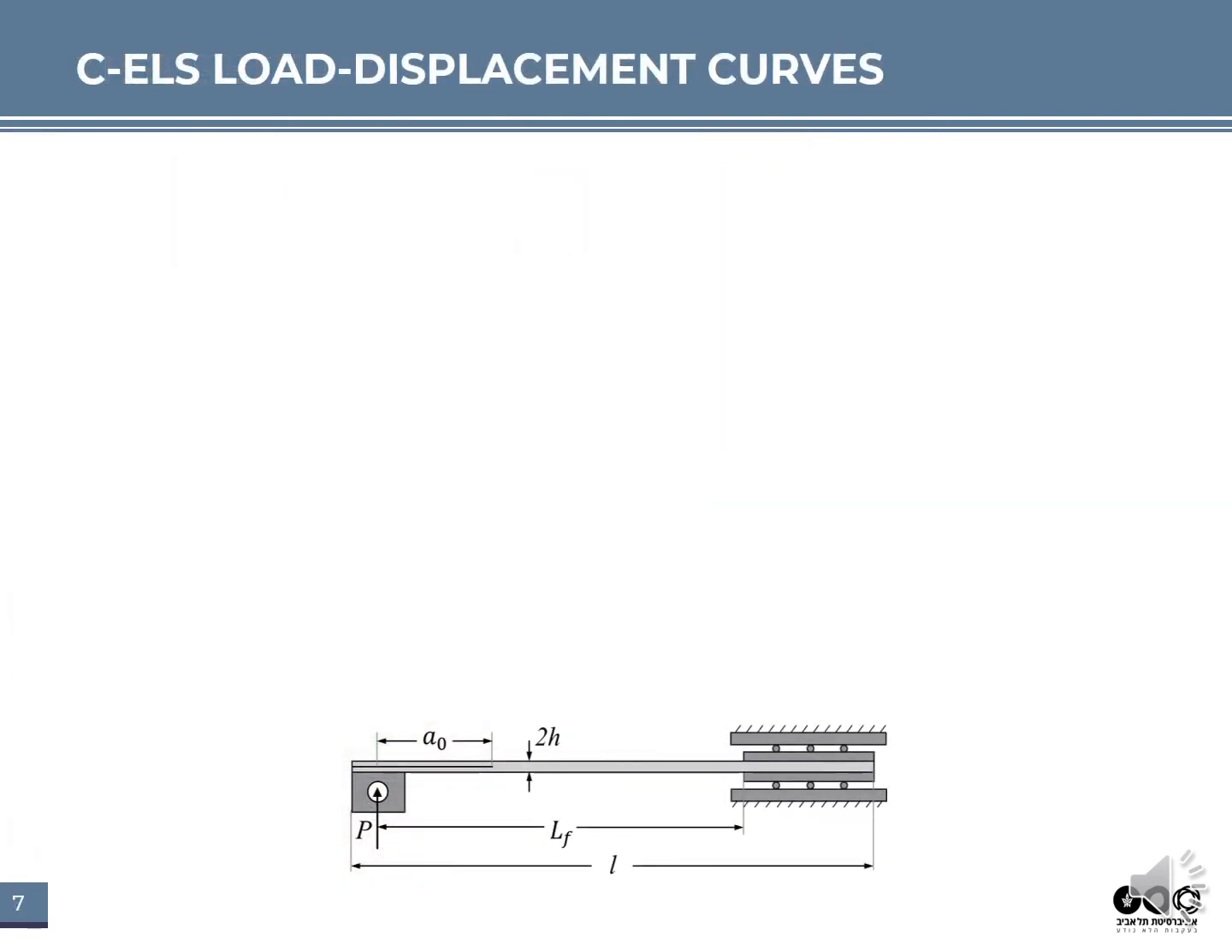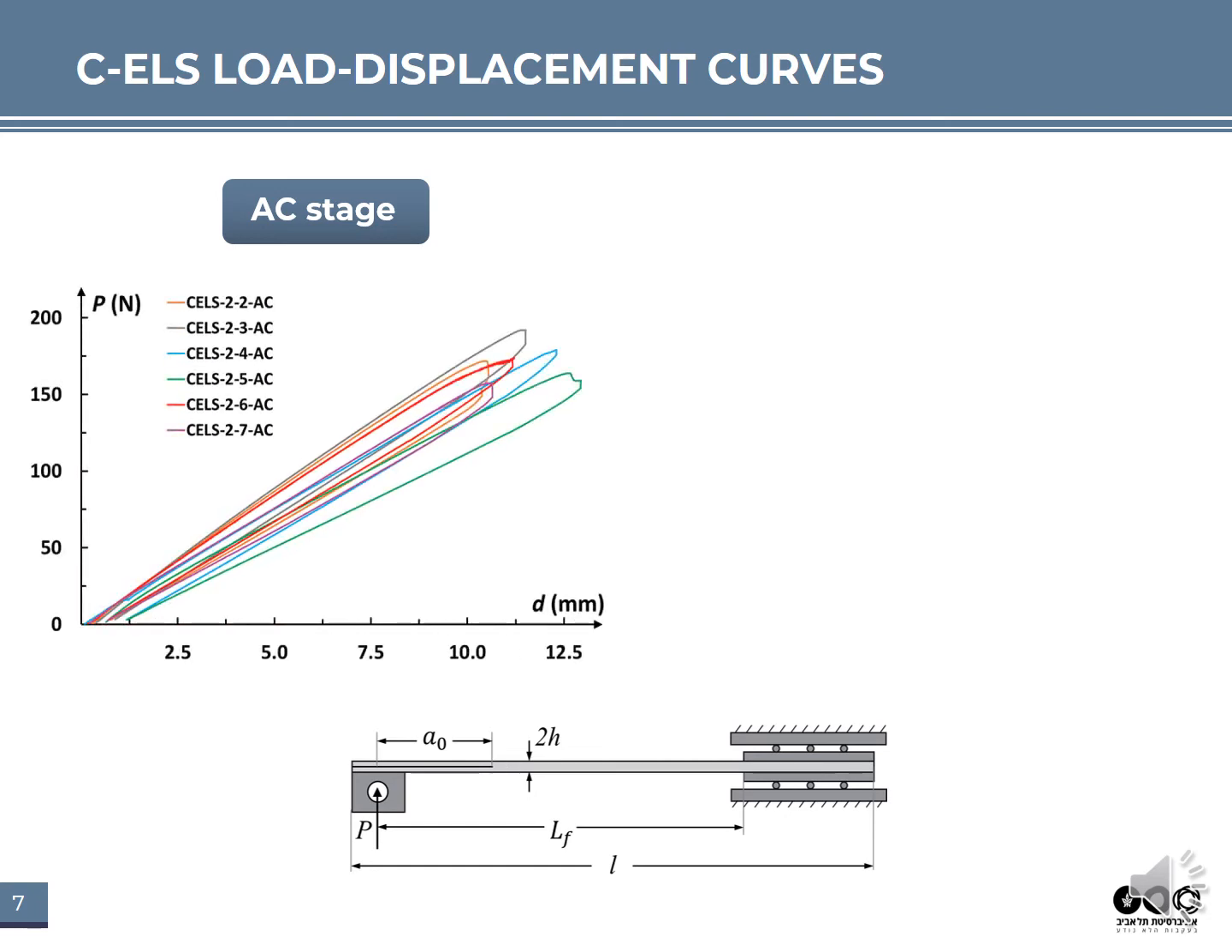The fracture resistance tests were performed in two stages. In the first stage, the delamination propagates from the insert. This stage is referred to as the artificial crack, or AC stage. Here you can see the load displacement curves, which were obtained for 6 specimens from this stage. In the second stage, the delamination propagates from the pre-crack. It is referred to as the PC stage.